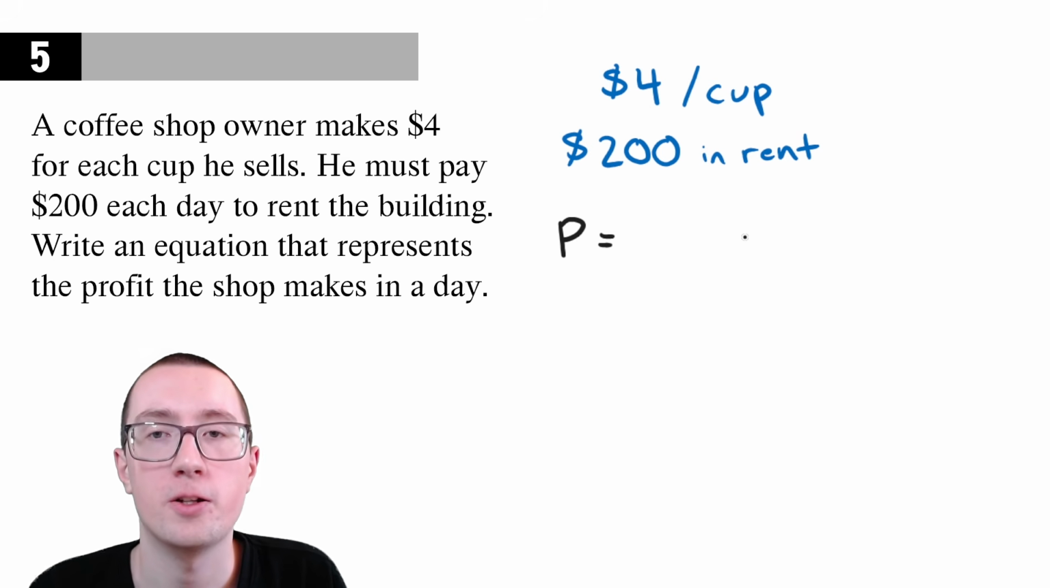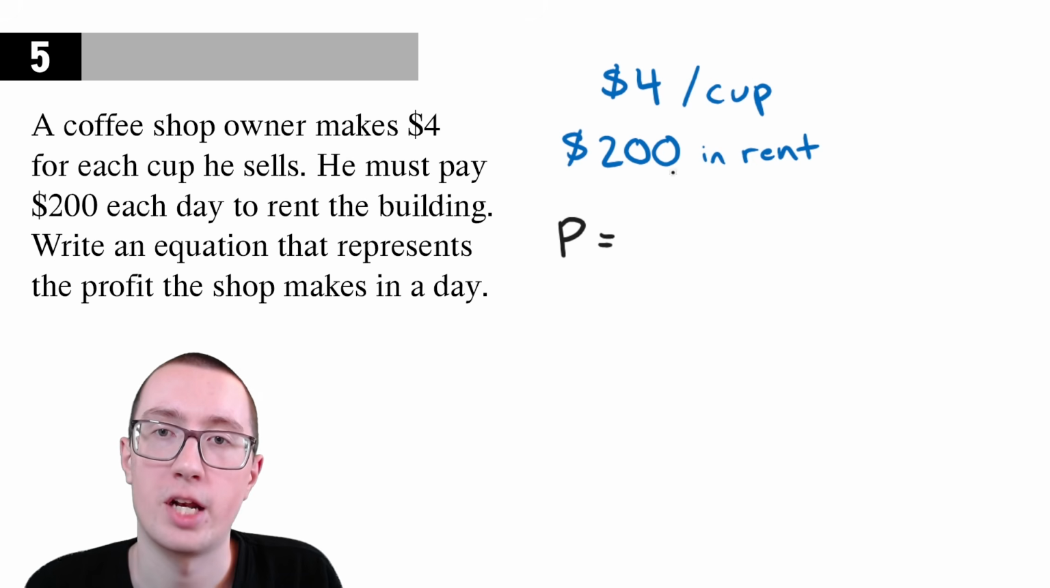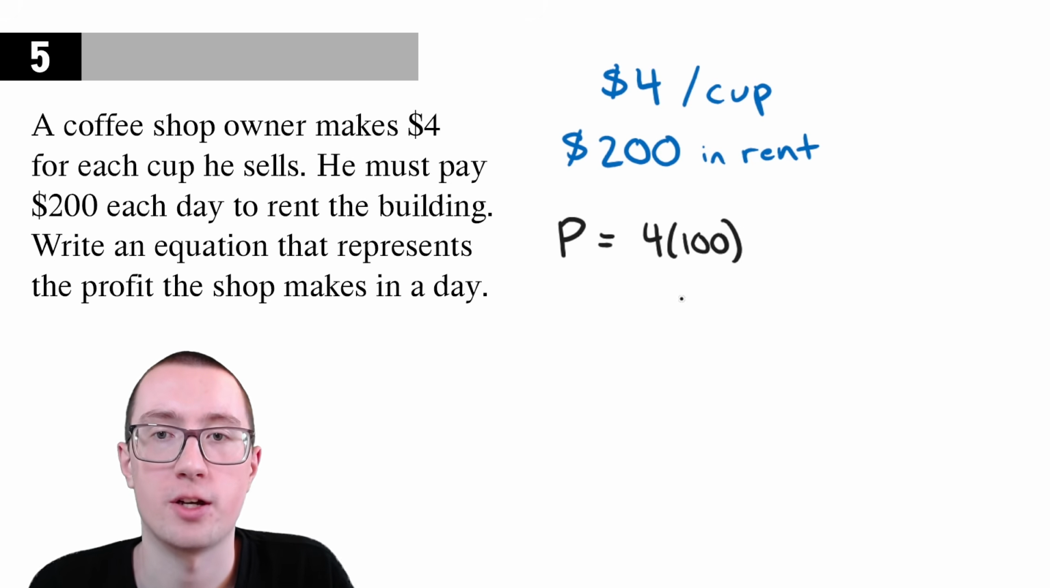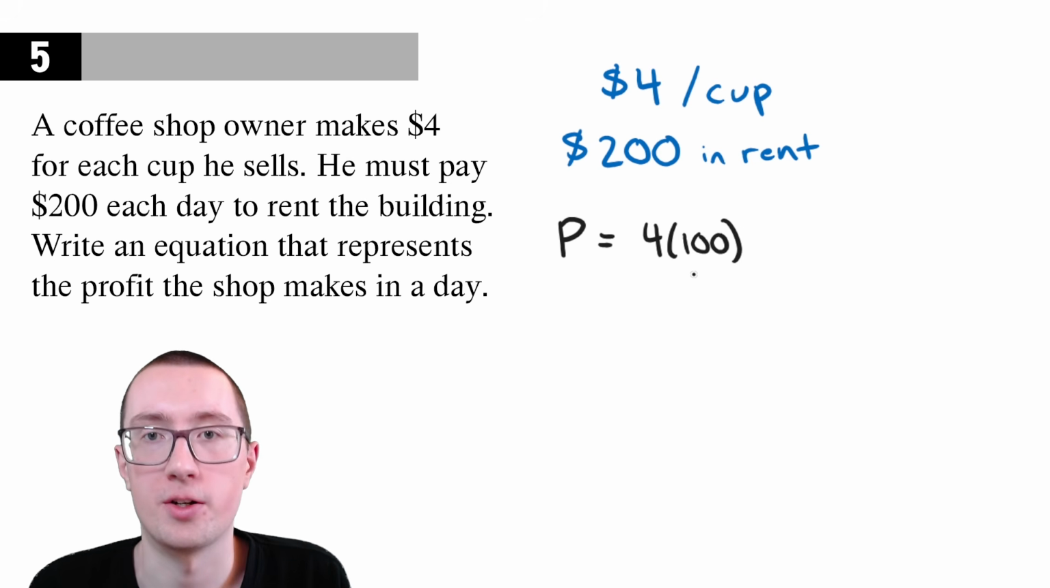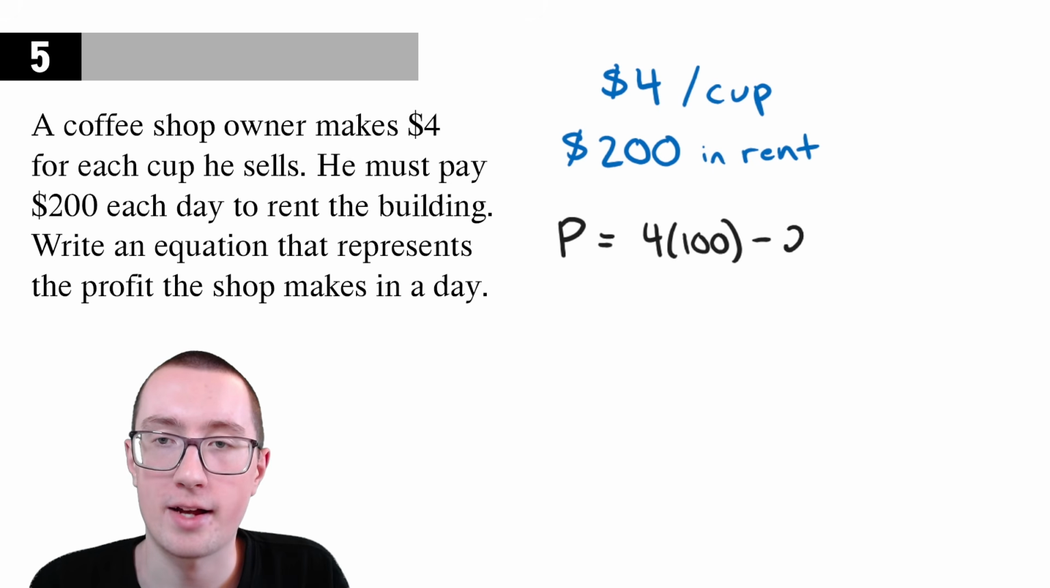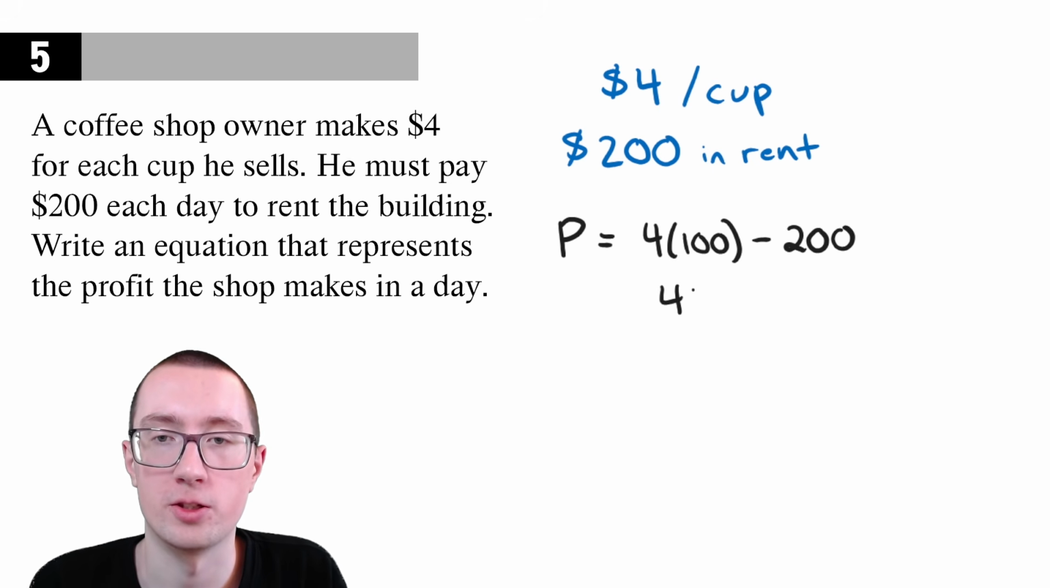Let's say, for example, we sell 100 cups of coffee. If I wanted to find out how much money we made, then I would say, well, okay, so $4 per cup, so 4 times 100. 4 times 100 is 400, so we made $400. But then we have to pay $200 in rent. And when we pay money, that's subtracting from our profit. So I'm going to subtract $200 from the money we made. So 4 times 100 is $400, minus 200 is a total of $200 of profit.